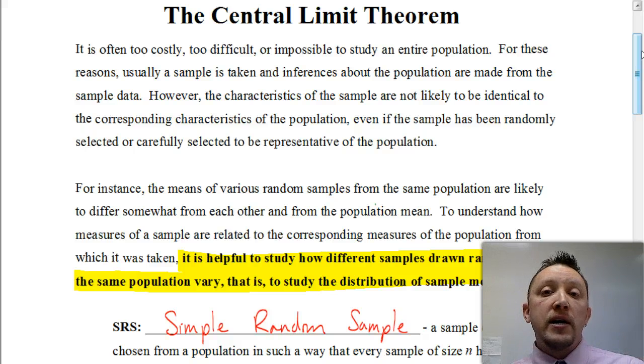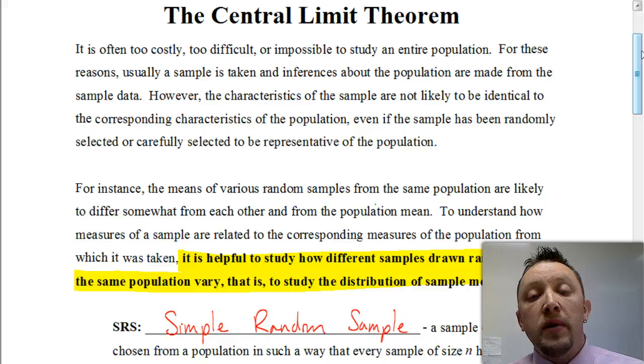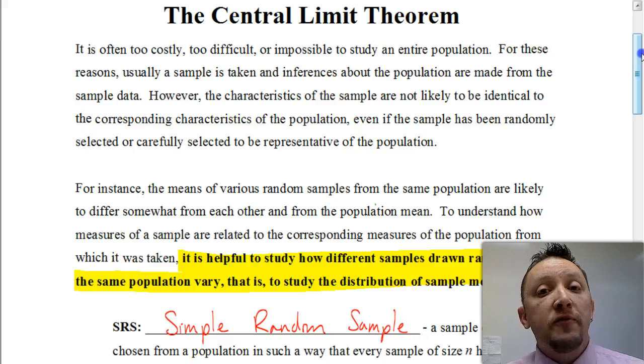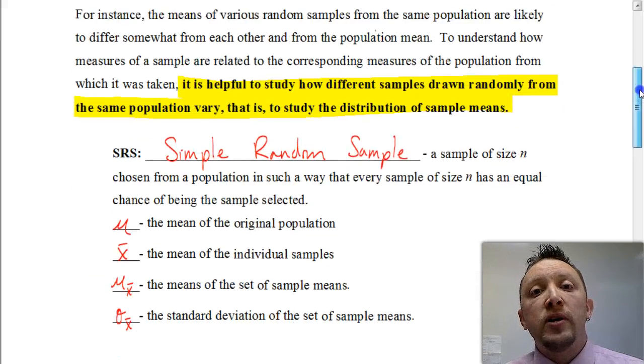Or if we're making a study on the average weight of adult males, we're not going to be able to look at every single male in the United States population. We're going to be taking different samples from around the country. So there are some different terms that we need to be familiar with while we talk about this.